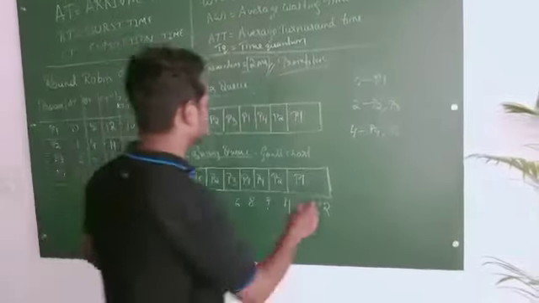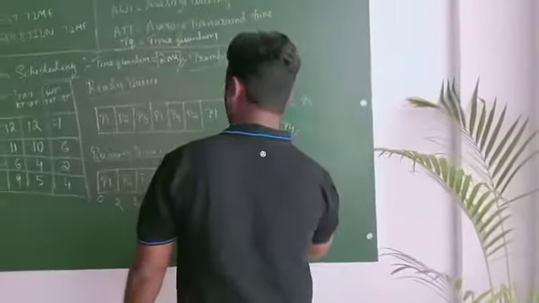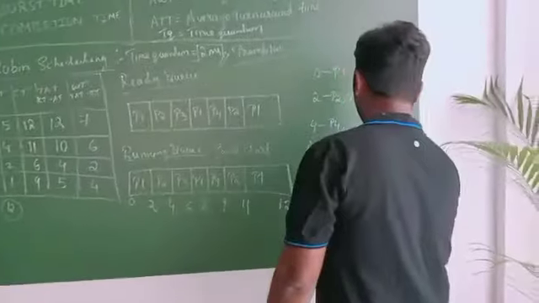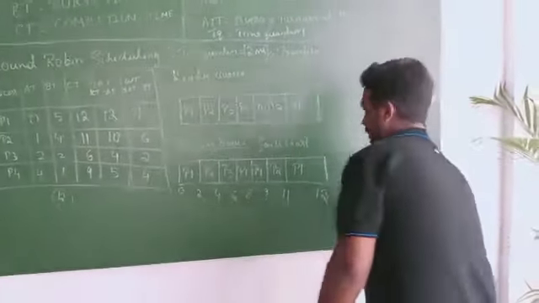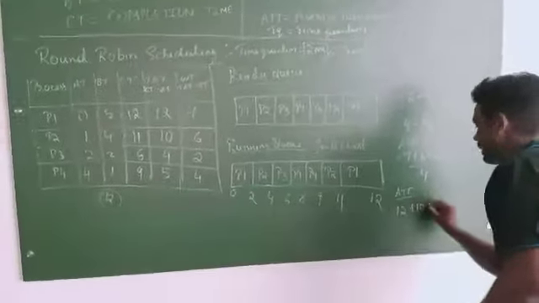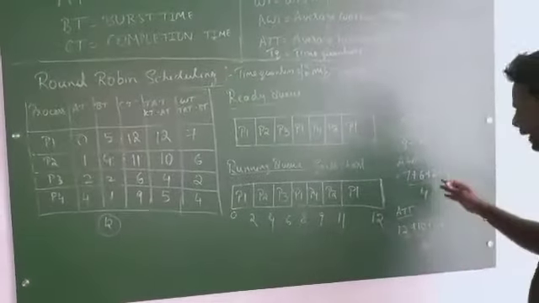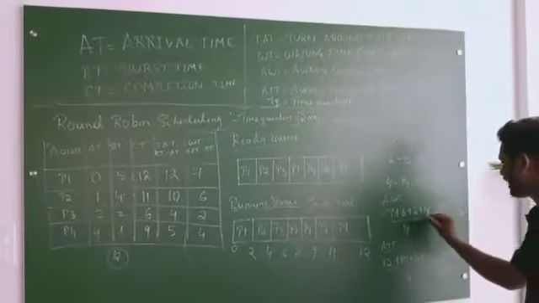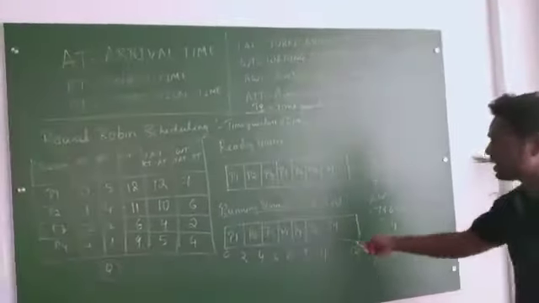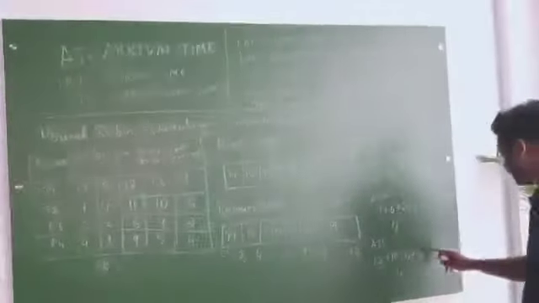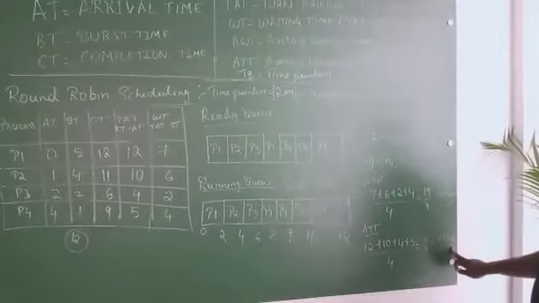Now average waiting time: 7 plus 6 plus 2 plus 4 divided by 4. And average turnaround time: 12 plus 10 plus 4 plus 5 divided by the total number of processes, which is 4. If I add all the waiting times, I'll get 19. 19 divided by 4 is 4.75 milliseconds. If I add your turnaround times, I'll get 31. 31 divided by 4, the total number of processes, I'll get 7.5 milliseconds.